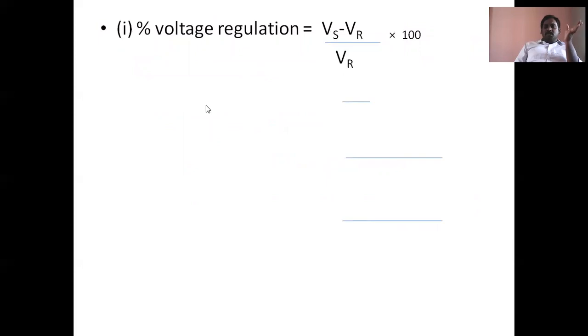Next, if the sending end voltage is a known value, percentage voltage regulation is Vs minus Vr by Vr into 100. Then what about Vr? Vs is a known value. Vr is nothing but Vs minus the drop in the transmission line, that is IR plus J into XL. Then taking I common, Vs minus I into R plus JXL, then Vs minus IZ. This is the receiving end voltage.